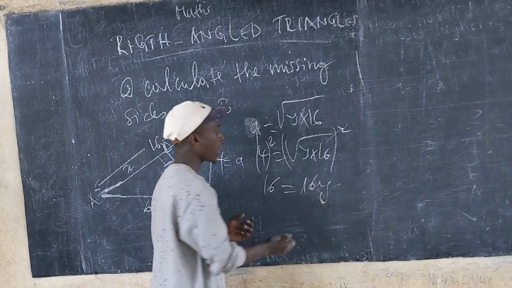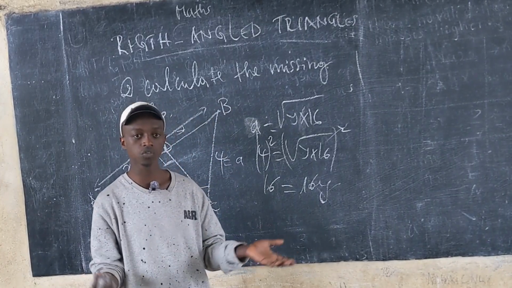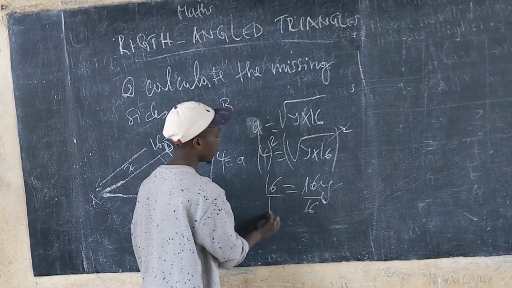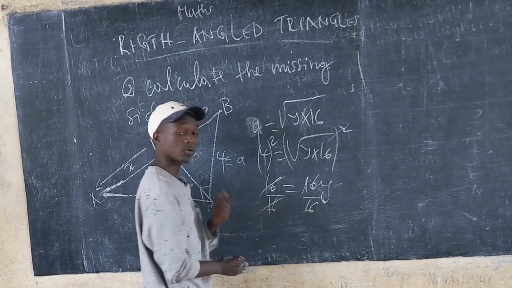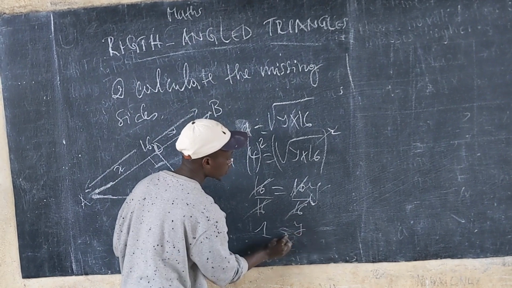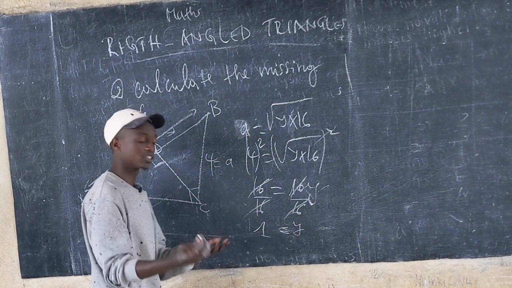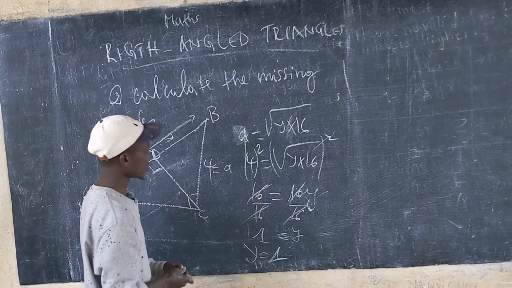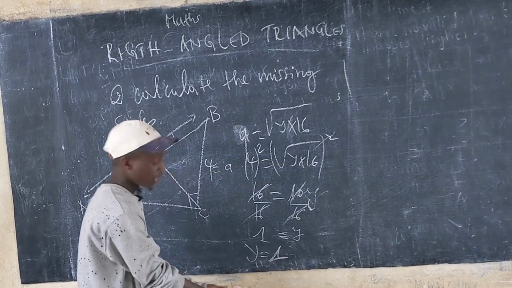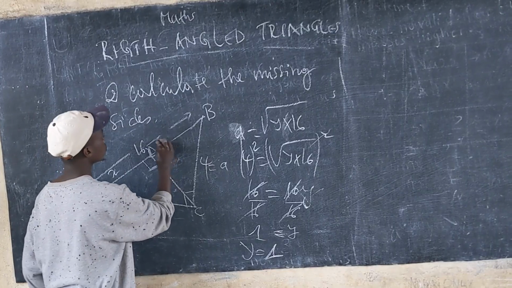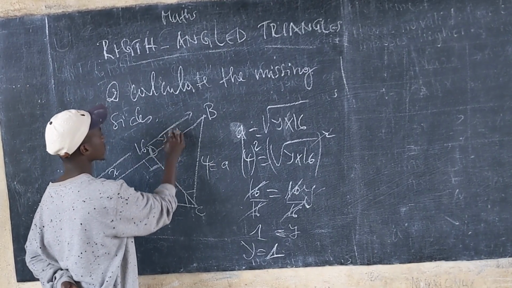So how am I going to get the value of y? Here I will divide both sides by 16. Here I will get 1, and here I will get y equal to 1. So simply our y must be equal to 1. So the value of y here will be equal to 1.